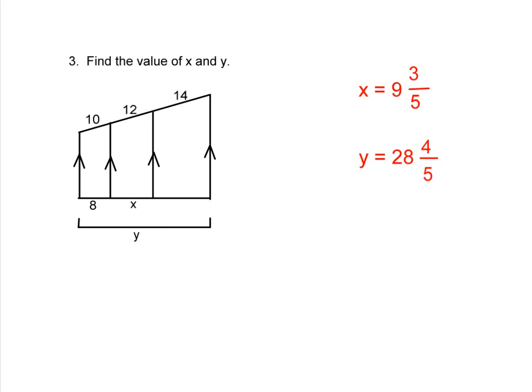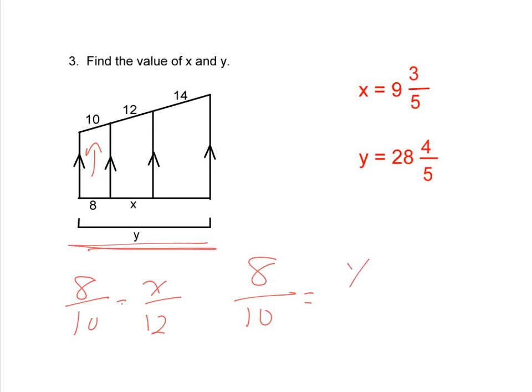Okay, you should have found that x is 9 3/5, y is 28 4/5. To solve for x, I could have simply done 8 is to 10 as x is to 12. To solve for y, I keep the same 8 is to 10, but now for y, I need to do the sum, because y is the sum of all these things. So as y is to 10 plus 12 plus 14, which is 10 plus 12 is 22, plus 14 is 36, and there's the proportion that I'm going to use for y.